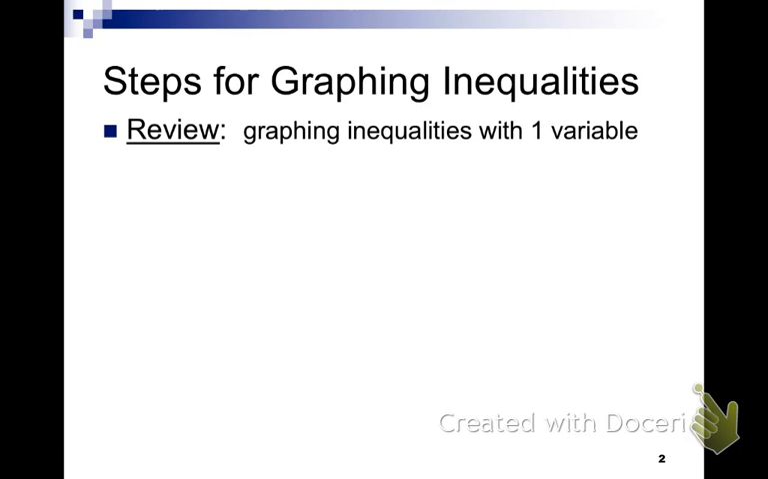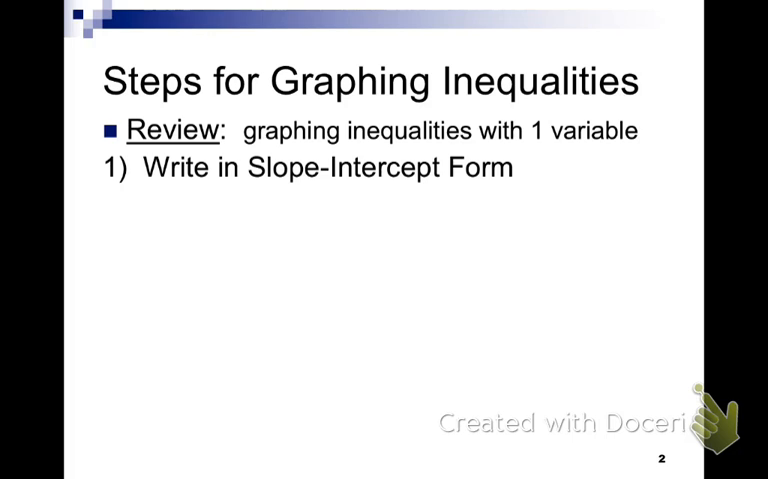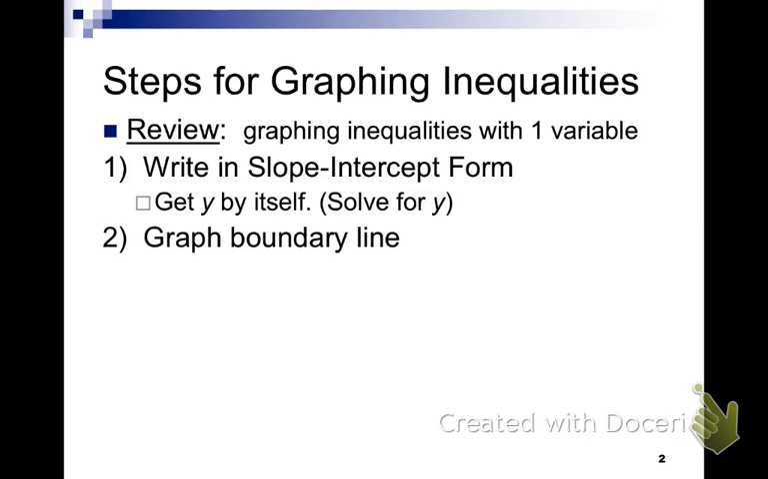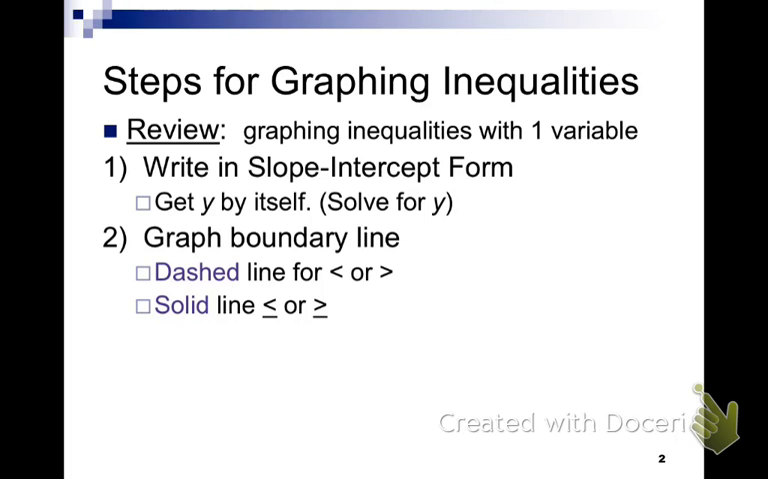First one, remember, graphing inequalities with one variable: you write it in slope-intercept form, get y by itself, and then graph a boundary line. Where before you had just a standard solid line, with an inequality you have a dashed line if it's going to be less than or greater than. So if it doesn't have the equal to part of it, then it is going to be a dashed line. It is going to be a solid line if it's equal to as well.